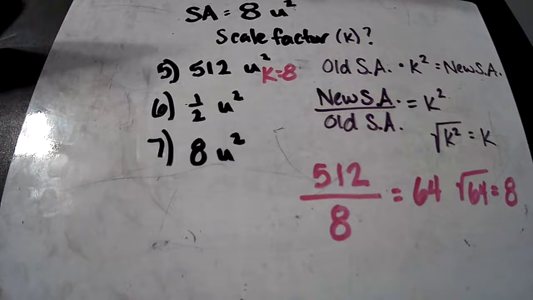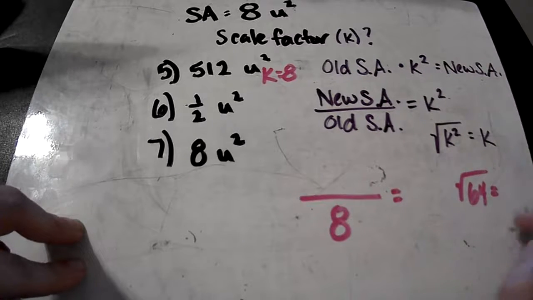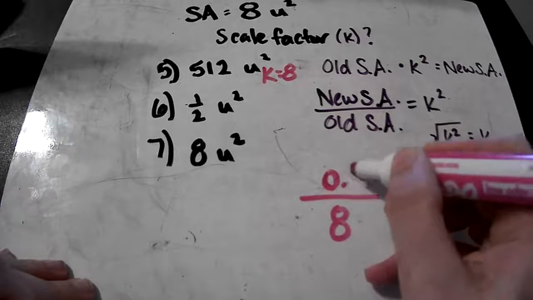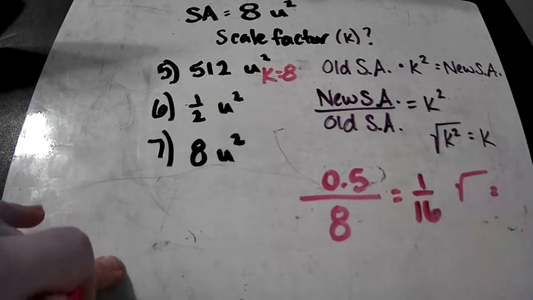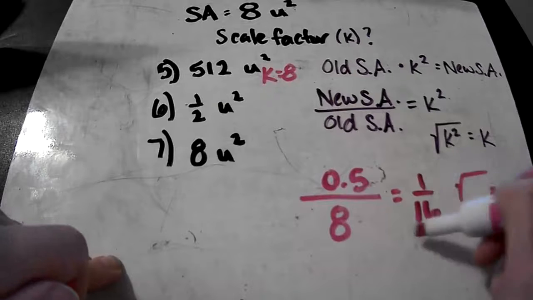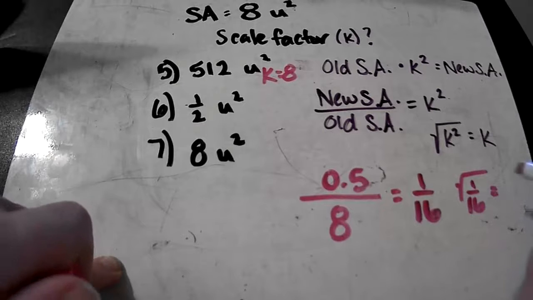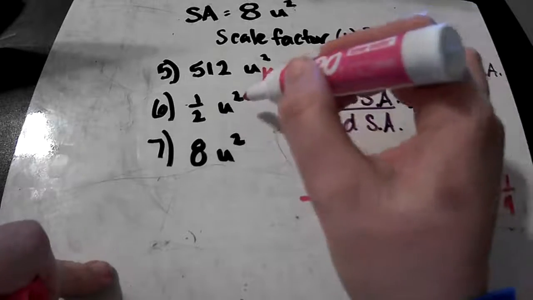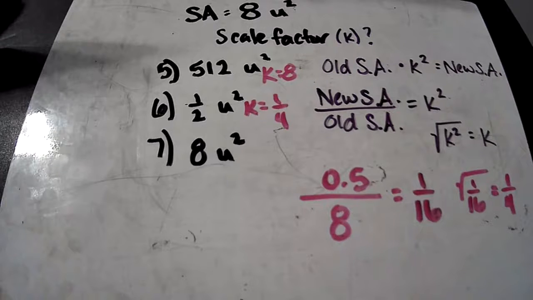All right, the other ones are going to work the same way. So on number 6, we have our new surface area of 1/2. I'm going to do 1/2 divided by 8, and I think I'm going to make this 0.5. If I do 1/2 divided by 8, that's going to give me 1/16. That 1/16 represents k squared, so now I need to do the square root of 1/16. The square root of 1/16 is 1/4. So our scale factor on number 6 should be 1/4, or 0.25.